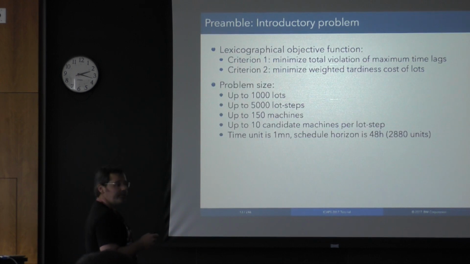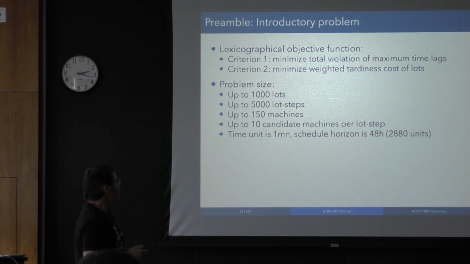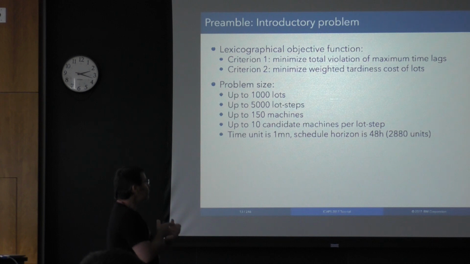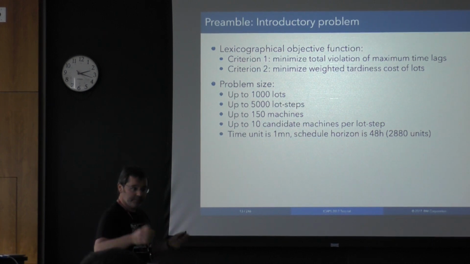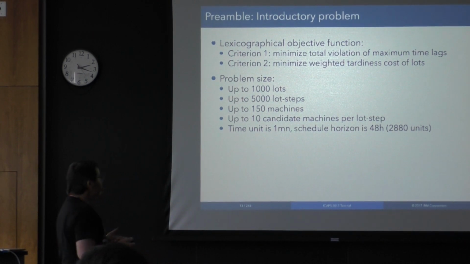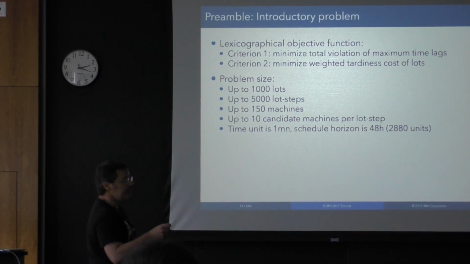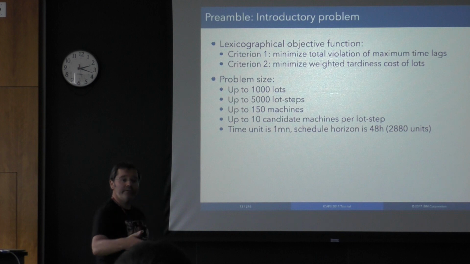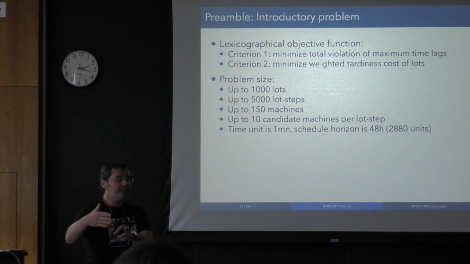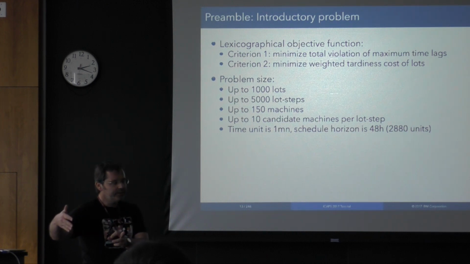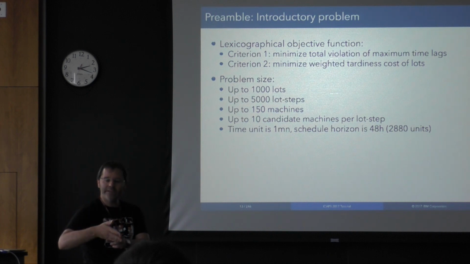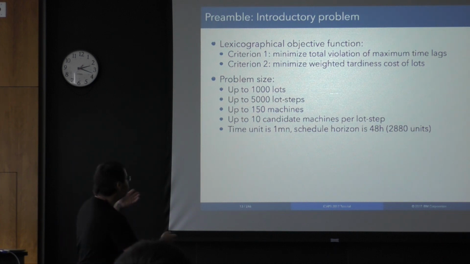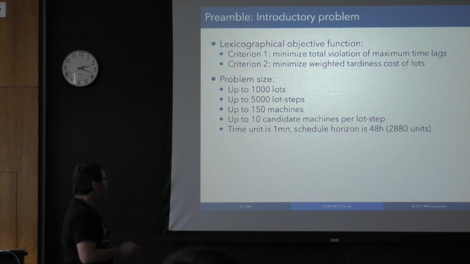So what's the objective function in this problem? Actually, it's a bi-criteria objective. The first objective, because this is very important, is to minimize the total violation of these maximal time lags between steps. And the second one is to minimize the weighted tardiness cost of the lot. You have the due date for the lot, so you have an end time for the lot, and if you finish after the due date, you have a priority. This is weighted by the priority, so you want to minimize the weighted tardiness.